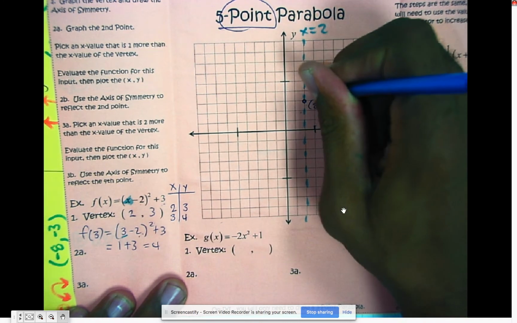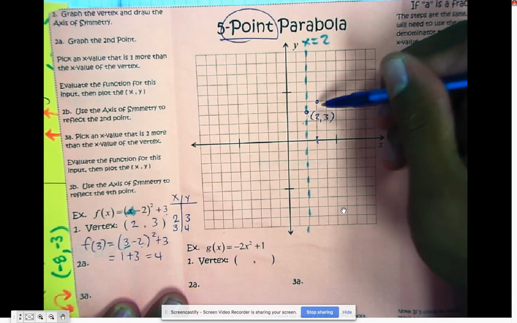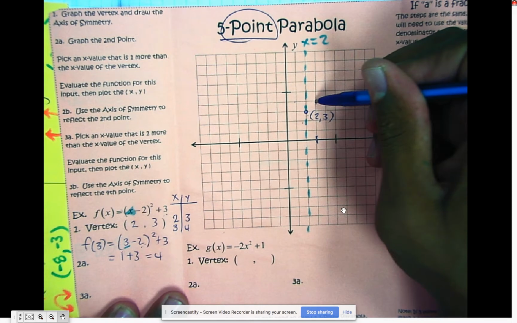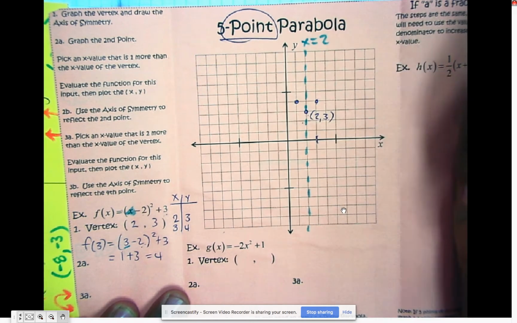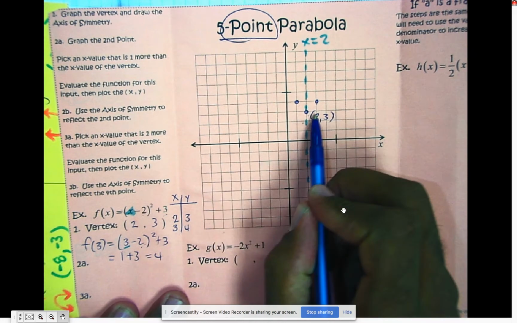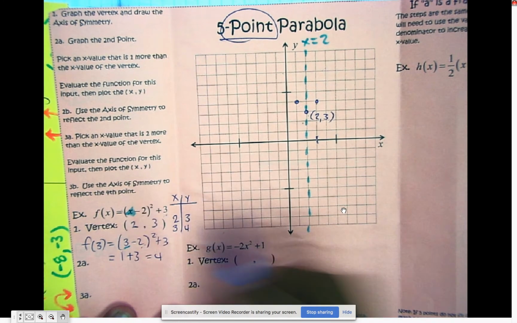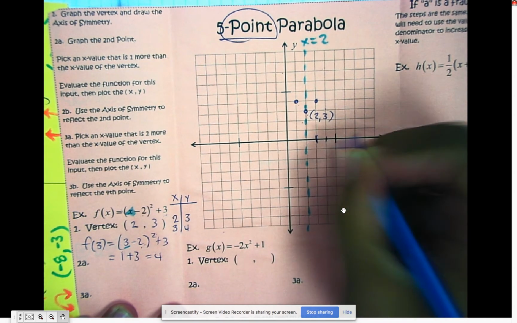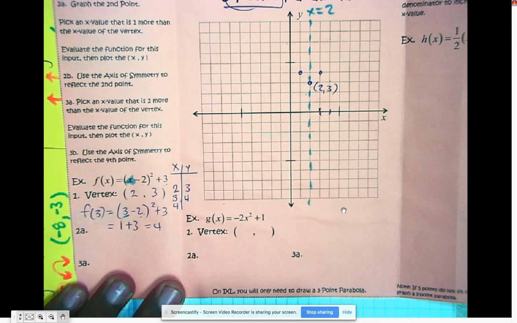3 and 4. Now, the nice thing about parabolas is that they're symmetrical, so I'm going to reflect that point right over the axis of symmetry. So if it's 1 to the right from the axis, that means it's 1 to the left. Okay, so there's 3 points. Now I just need to get 1 more and then reflect that point over. Okay, so now I'm going to go 1 more to the right. So first I picked 3, now I'm going to pick 4. So I need to just look for the y value of 4.